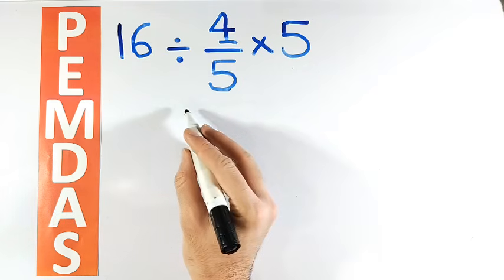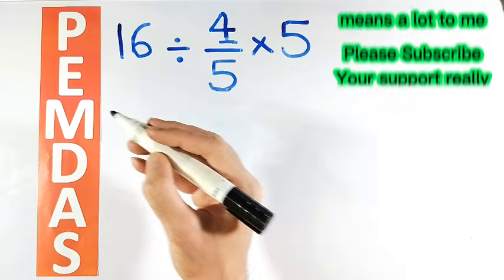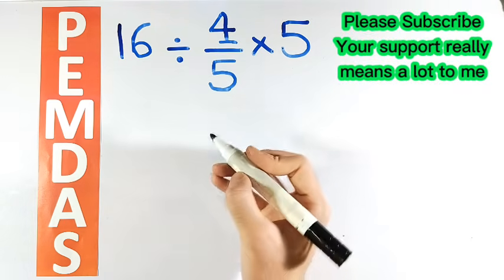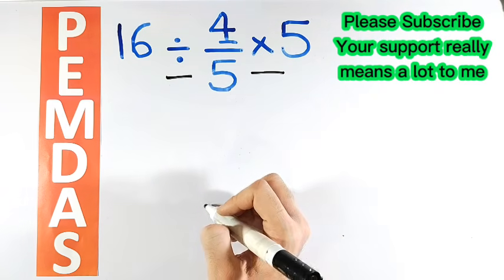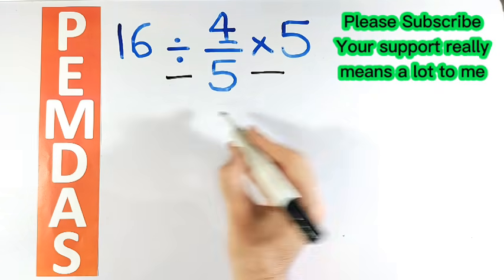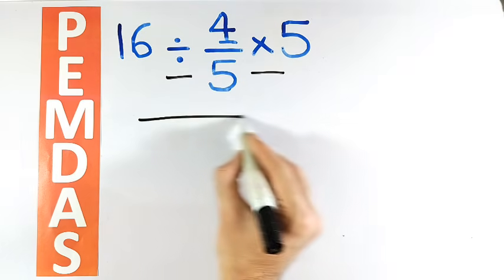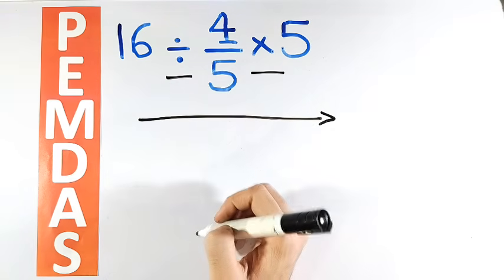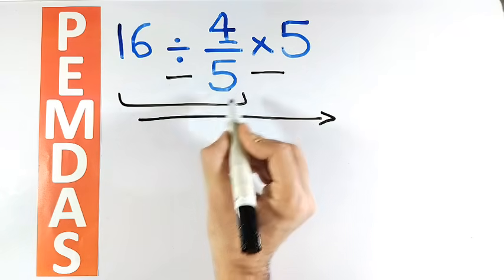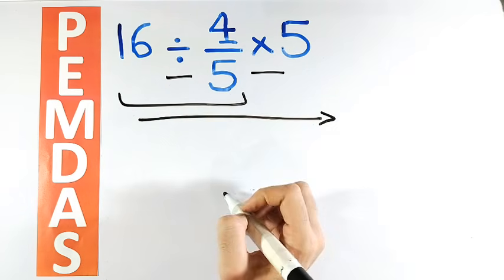To solve this question, we must follow the order of operations, which is PEMDAS. We must pay close attention that multiplication and division have equal precedence. In this situation, the best thing to do is to start from the left and move toward the right, performing division and multiplication in order. So, first we go for the division between 16 and 4 over 5.